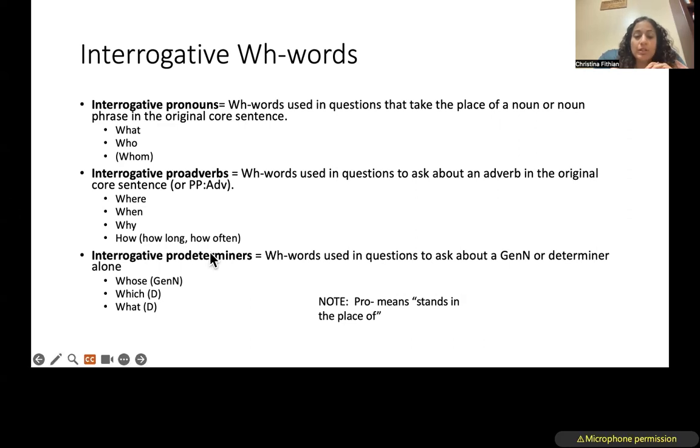So it's important to note that anytime we have pro something, pro just means stands in the place of. So a pronoun is a word that stands in the place of a noun. A proadverb is something that stands in the place of an adverb. And a prodeterminer is a word that stands in the place of a determiner. So when we do these on our trees, we're not going to differentiate between pronouns, proadverbs, and prodeterminers. We're just going to write int pro, interrogative pro something, okay? And that will be enough for those WH words. I'll show you how that's done in class on Friday. Also, you can take a look at some pages that I post under week 12 for how to diagram those and write them.